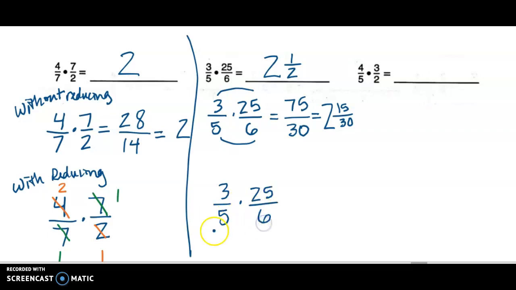Okay, so for the reducing method, I look at 5 and 25, and both of those are divisible by 5. So 5 divided by 5 gives me 1, and 25 divided by 5 gives me 5. 3 and 6 are both divisible by 3. So 3 divided by 3 is 1, and 6 divided by 3 is 2. If I do 1 times 5, I end up with 5 on the top, and 1 times 2, I've got 2 on the bottom. That also gives you a mixed number of 2 1/2.